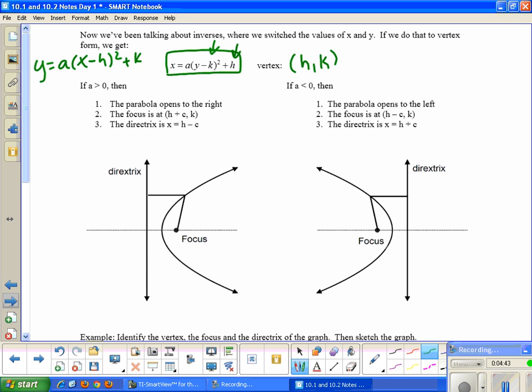Now when your a value is greater than 0, your parabola is going to open to the right, and when it's less than 0, it opens to the left.